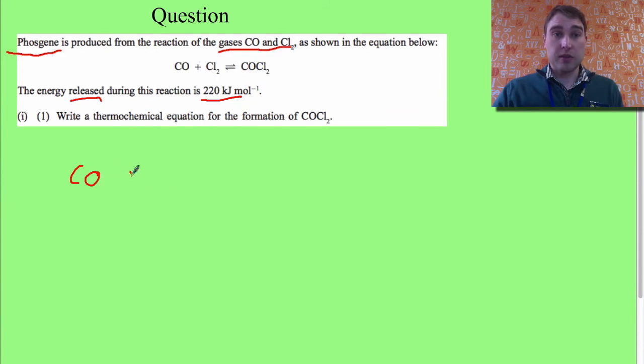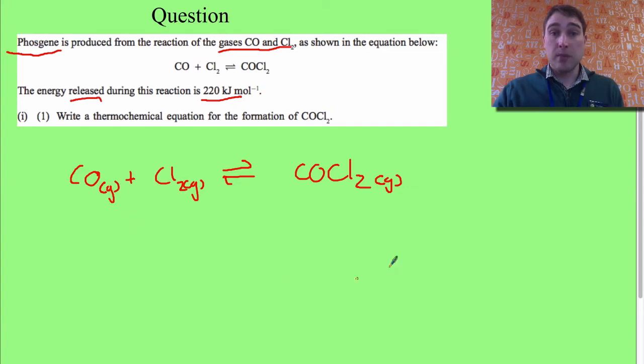Carbon monoxide plus chlorine gas, it's reversible, COCl2. Now we know the states: that's a gas, that's a gas, and that's a gas. We know the delta H value: negative, because it says energy is being released, so negative 220 kilojoules per mole. Is that balanced? 1 carbon, 1 carbon, 1 oxygen, 1 oxygen, 2 chlorines, 2 chlorines. So that's balanced, and there's our thermochemical equation. It's balanced, we've got our states, and we've got our delta H value.